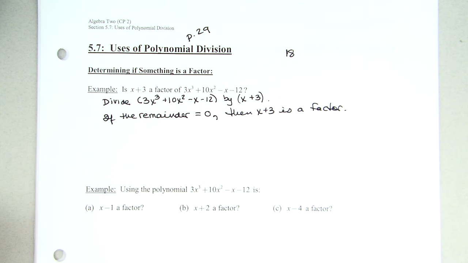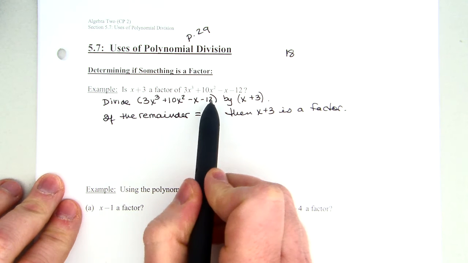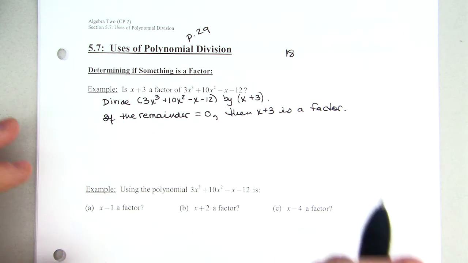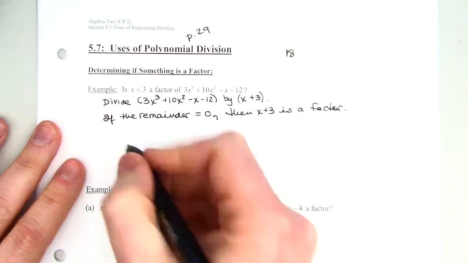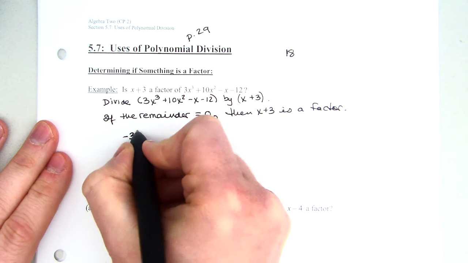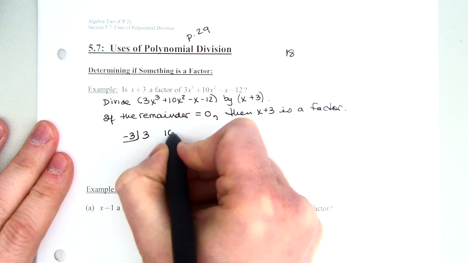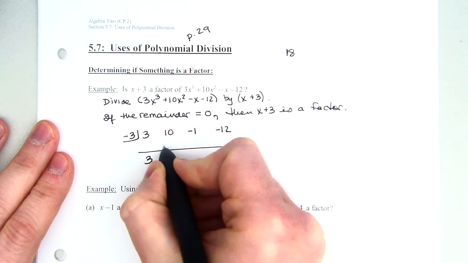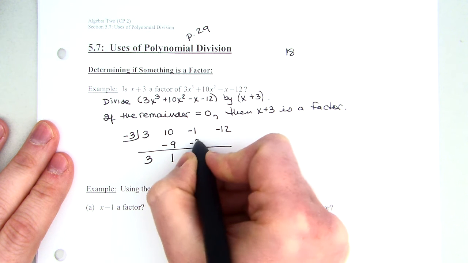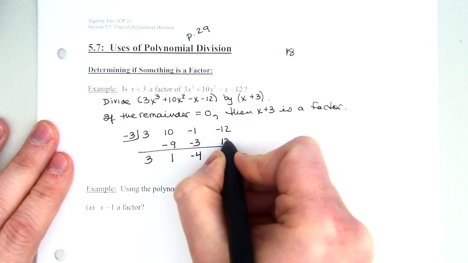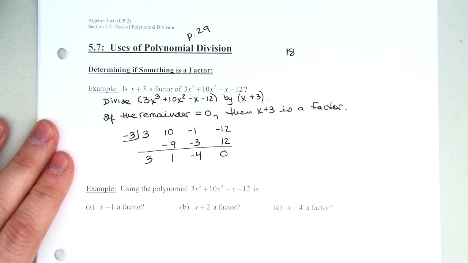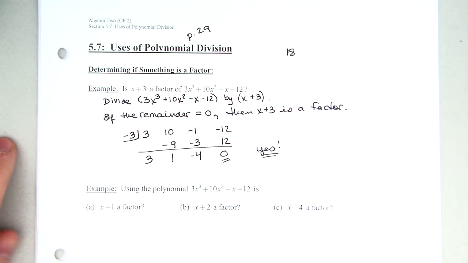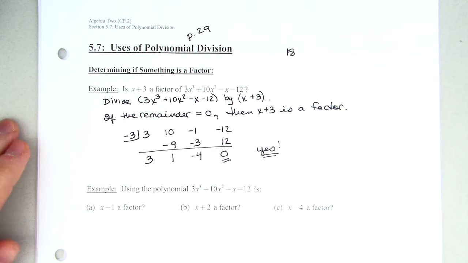Okay, if I just say divide, what would you rather do? Long division or synthetic division? I guess there's no wrong answer to that question, but I think synthetic division is going to be a whole lot easier and a whole lot faster. Negative 3 in the box. 3, 10, negative 1, negative 12. Let's go. Bring down 3, bring up negative 9. Down 1, up negative 3. Down negative 4, up 12, down 0. Because my remainder is 0, that means the answer is yes. X plus 3 will be one of the factors of this polynomial.